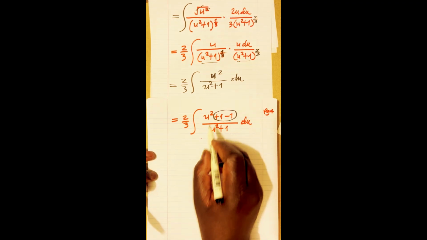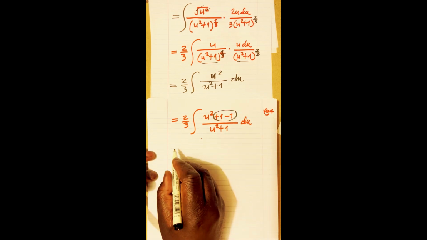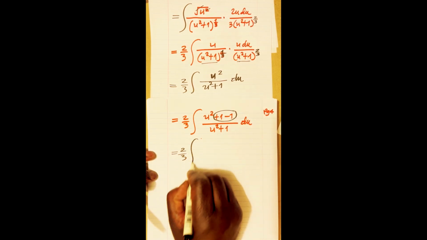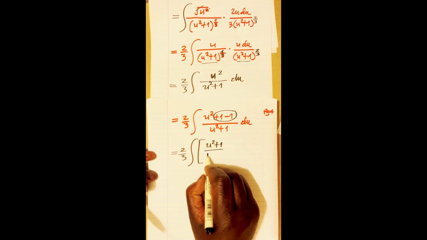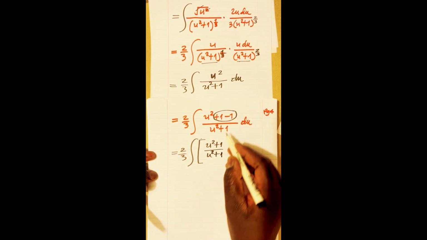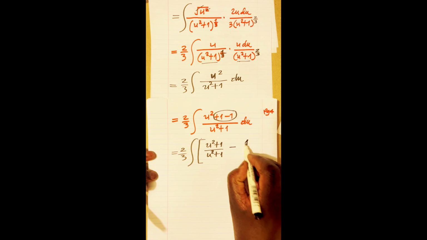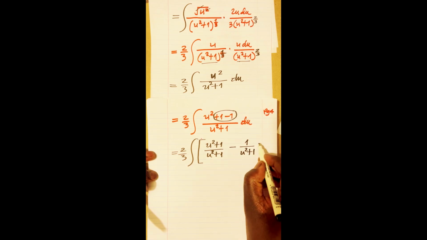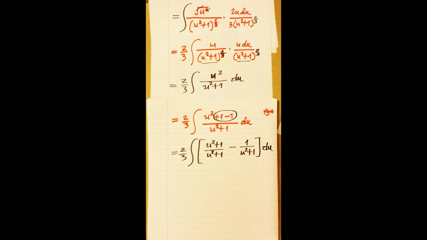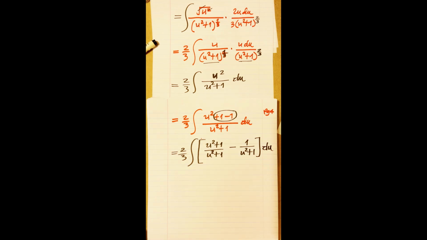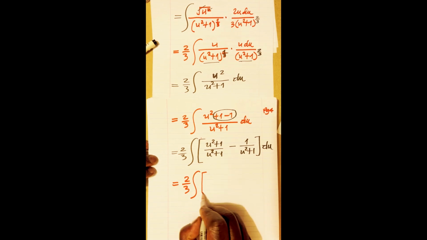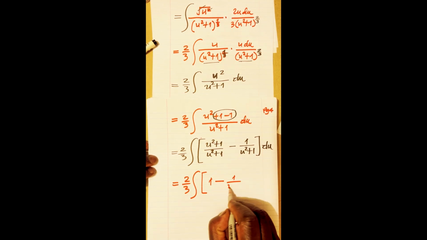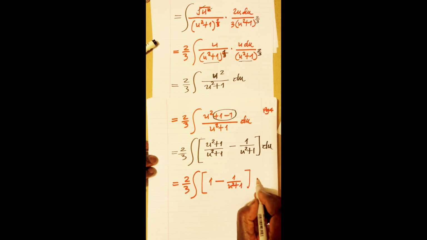But I'm going to use term-wise division now in the numerator, in the integrand, as follows. So we have 2/3 outside times the integral. Allow me to use square brackets here now. I have u squared plus 1 all over u squared plus 1. And then there's a minus here, so I'm going to have minus 1 over u squared plus 1. And then I'm going to have du outside, like so. Now, moving forward, you can see that this is 1 here. So basically, I now have 2 over 3 times the integral of 1 minus 1 over u squared plus 1, and then we have du.